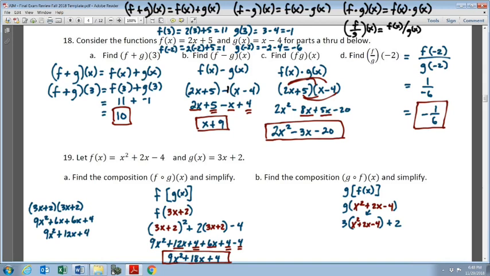And so we're going to have to distribute here to simplify. So 3x squared plus 6x minus 12, that's what we get when we distribute, and then don't forget to bring the 2 down. And negative 12 and 2 is negative 10, so you'll get 3x squared plus 6x minus 10.